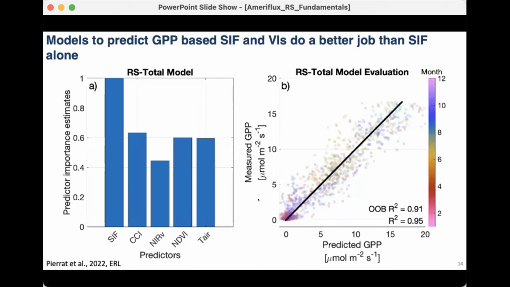Okay, and then in a similar vein as vegetation indices, models that predict GPP based on SIF as well as vegetation indices generally do a better job than SIF alone. So here's a figure from one of my recent papers that uses a random forest model combining SIF as well as vegetation indices that tell us again about both the structure and the function of the plants. And we get really good agreement between the GPP that's predicted from this model and measured GPP across multiple different sites.